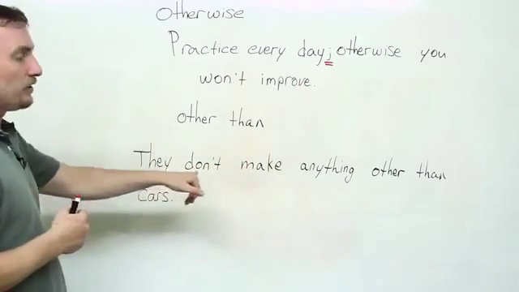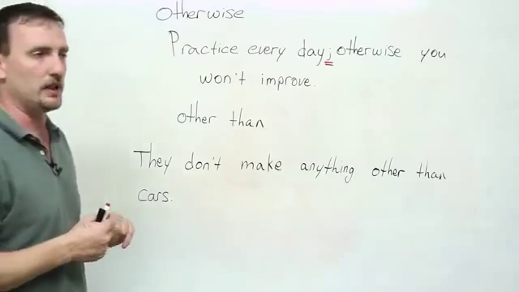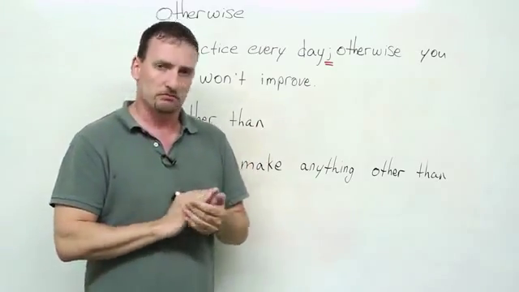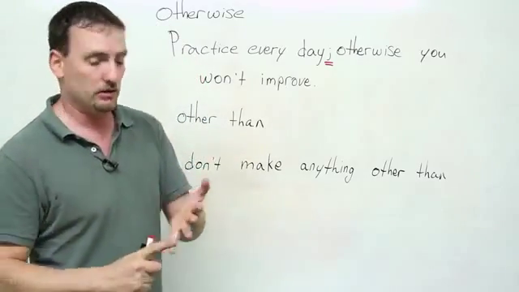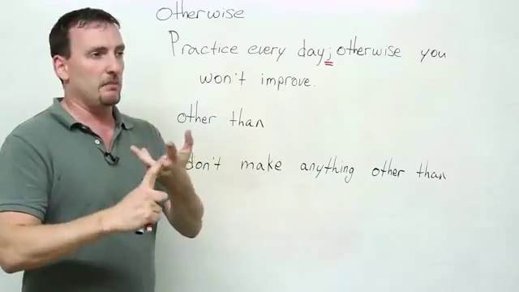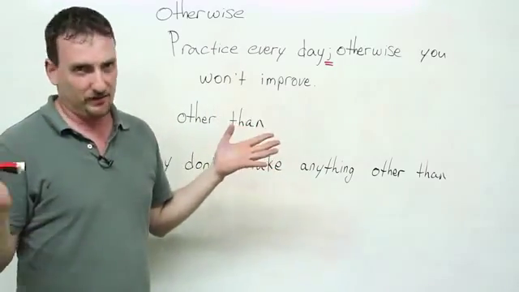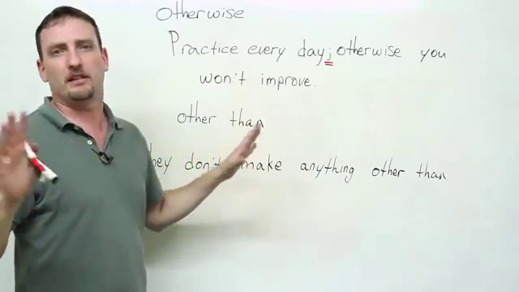So, they don't make anything other than cars. Okay? So let's say, for example, Mitsubishi Motors. I think everybody knows Mitsubishi Motors. Mitsubishi makes cars. They make trucks. They make computers. They make printers. They make all kinds of stuff. When I buy a car, I want a company that only makes cars.